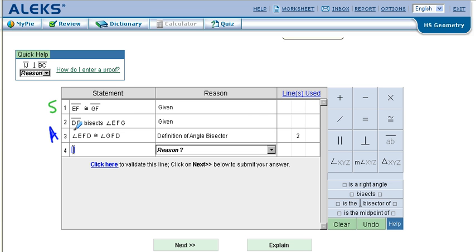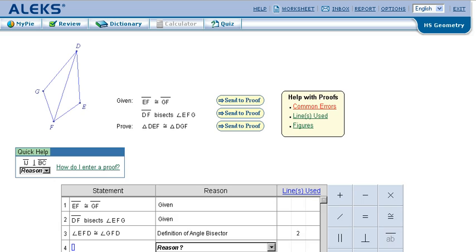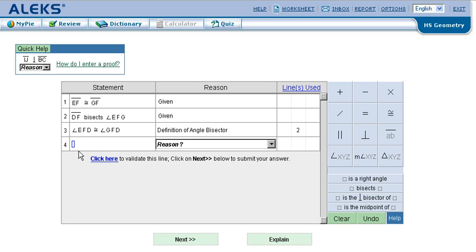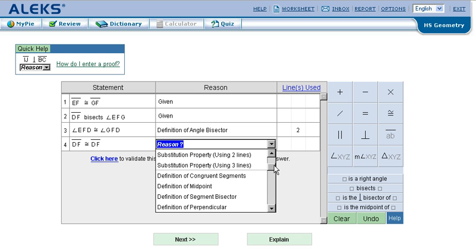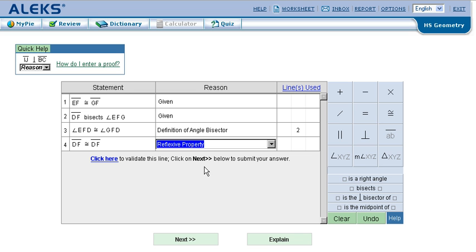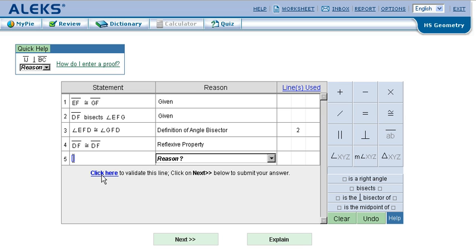Then there was a third pair of sides, which was the reflexive sides. DF is congruent to DF. So we come here and we're going to do our sides. DF is congruent to DF. You should use the segments there, and this is because of the reflexive property. Right there. Okay, so let's look at what we have here.